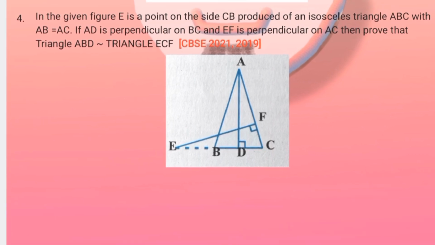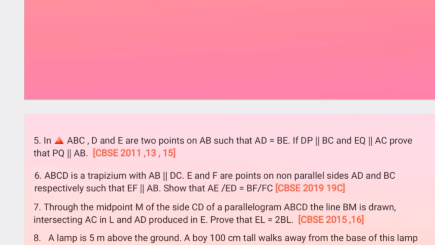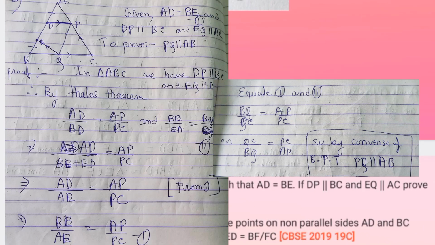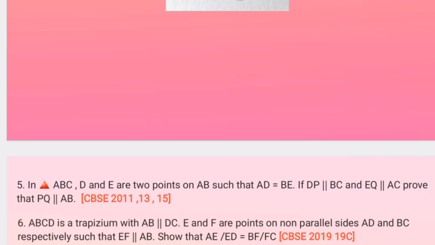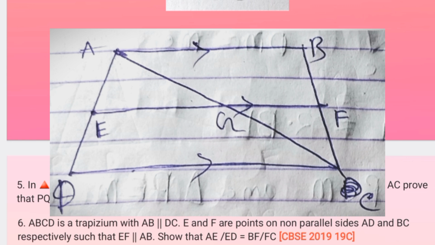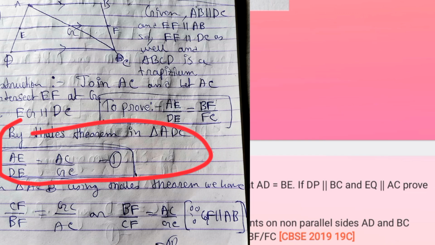So let's see what is there in question number 5. By seeing the question, I can say that we have to use the converse of the Thales theorem. Remember, whenever the question is asking for you to prove two lines parallel, don't forget to use the converse of BPT. Let's see how we can solve question number 6. As you can see, I have joined this diagonal, dividing the trapezium into two triangles. Then we have applied the Thales theorem to prove this question.